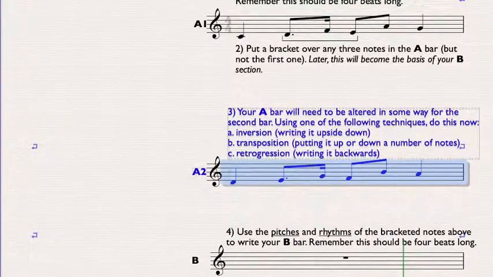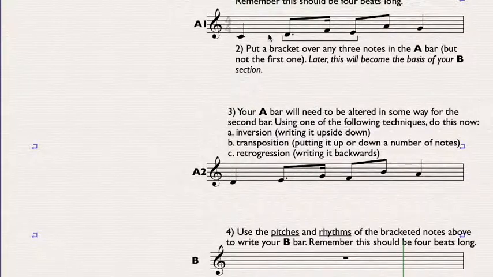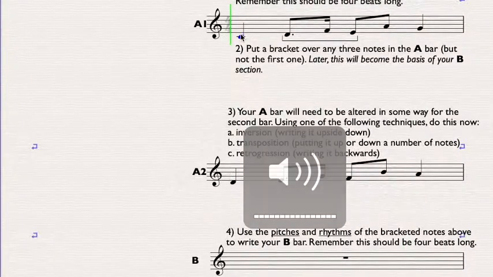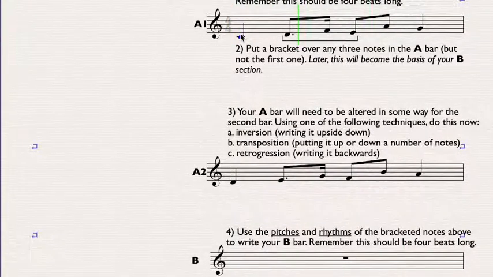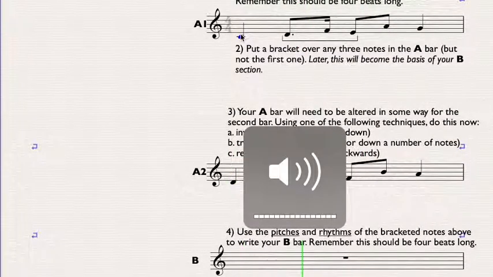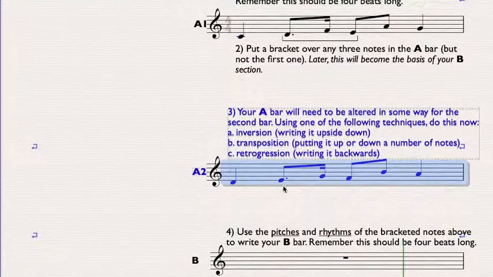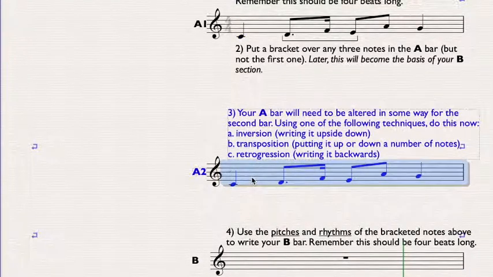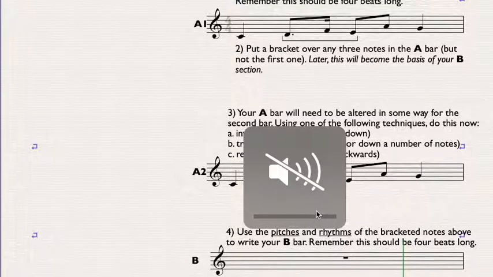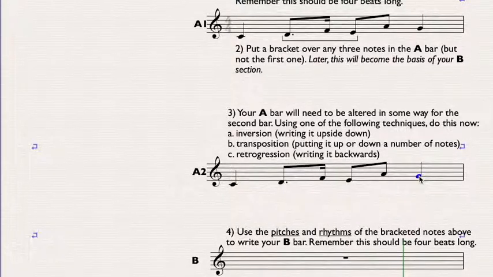Another example would be this one. We're going to take it back to the original now. And then we have to look at writing it backwards. So the simplest way to do this is simply to look at the first note. That's a crotchet C. I'll put a crotchet C in the last position in the bar.